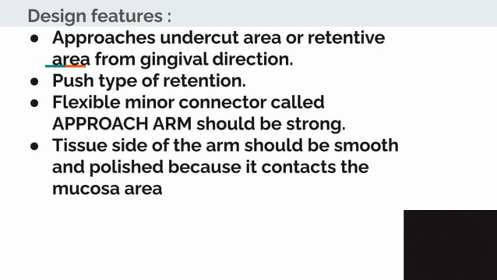The design feature of the I bar clasp is that it approaches the undercut area, or the retentive area, from the gingival direction, not from the occlusal direction. So it will approach the undercut from the opposite direction, from the gingival part. This is a push type of retention.